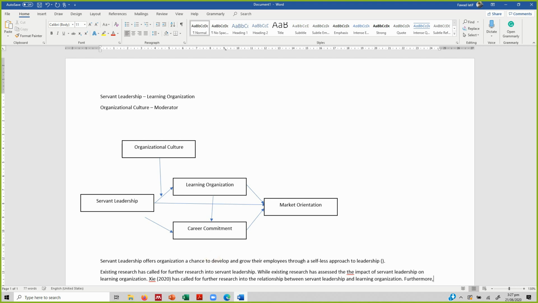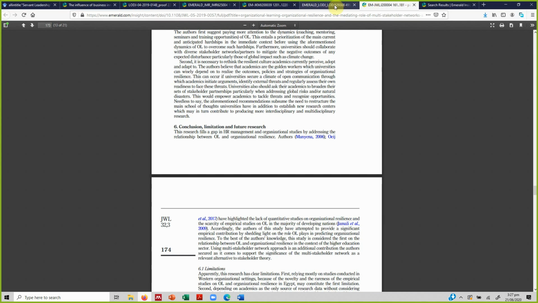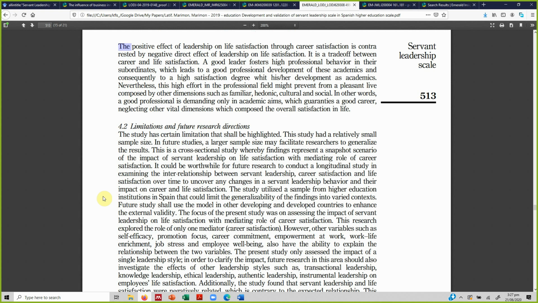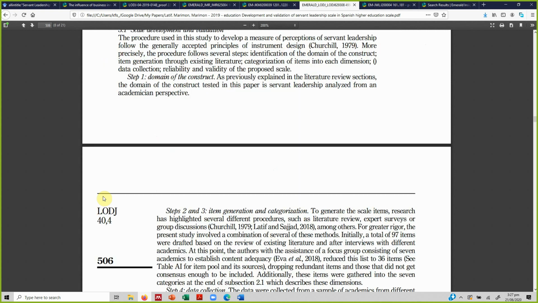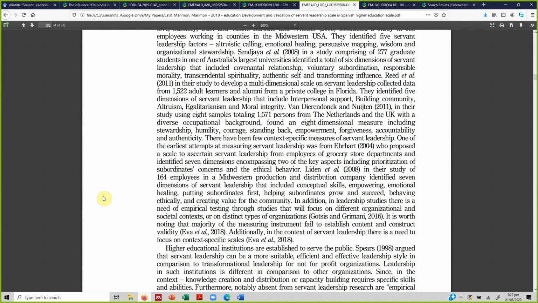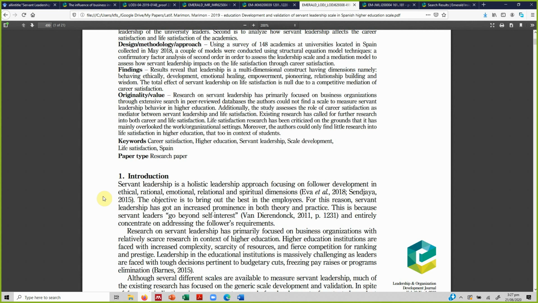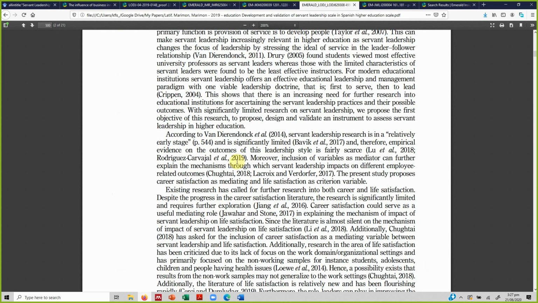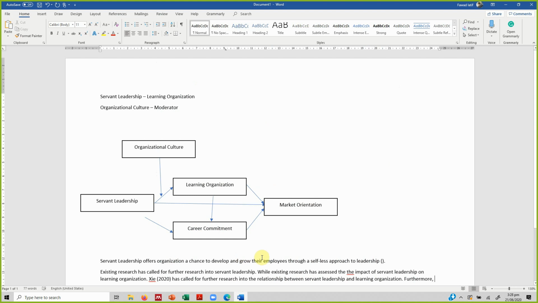Furthermore, I read a gap somewhere here in another paper. Where is it? Here it is. Let's say, look at this. Empirical evidence of the outcomes of this leadership style is fairly scarce, and this is a pretty latest reference. So I can copy this. Obviously I can then take the reference from the end reference list and I can put it here.